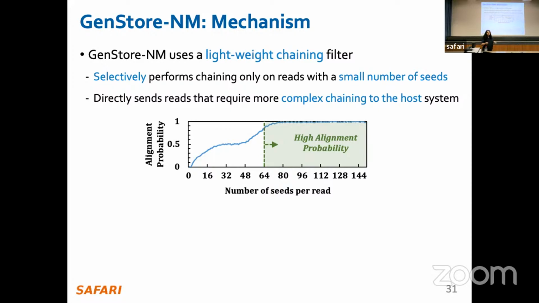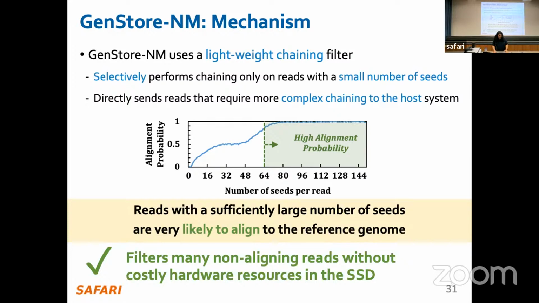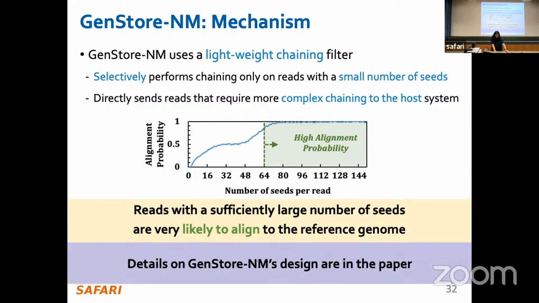So you can have a lightweight chaining filter inside the SSD to only work on that specific part without basically losing so much filtering opportunities as I discussed. So again, reads with a sufficiently large number of seeds are very likely to align to the reference genome, and filters. So by doing the selective chaining, we filter many of non-aligning reads without costly hardware. And for the detailed design of this GenStore NM, please refer to our paper.